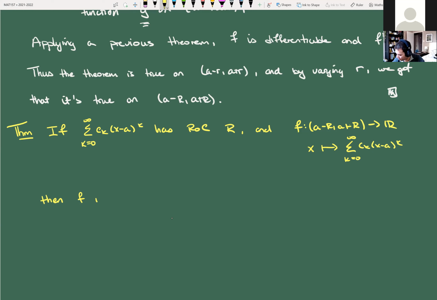Then f, so then actually, yeah, here's what I want to say. So here we have to do a stupid little tricky thing. Then for all r in R satisfying, I guess this should be strictly positive here, r less than R.